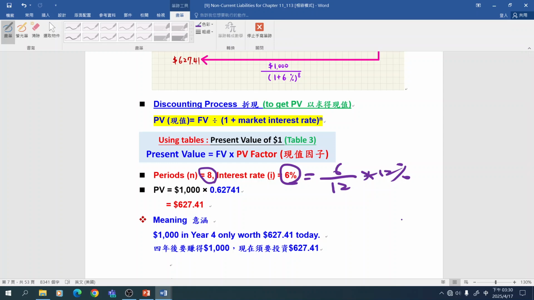Remember, finding N and I is the most important thing, your first step. That's why we spend so much time telling you to find out N and find out I. Because N and I, for Excel, for calculator, for our accounting tables, for your basic concept, you should understand. N means how many times the interest incurs, right? Each time, what's the market interest rate? So based on this case, what is the present value?